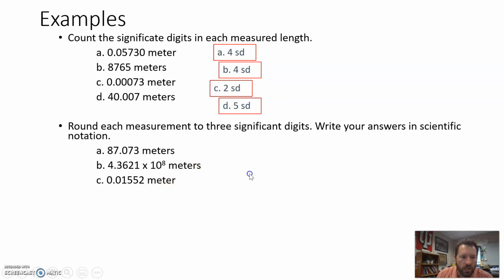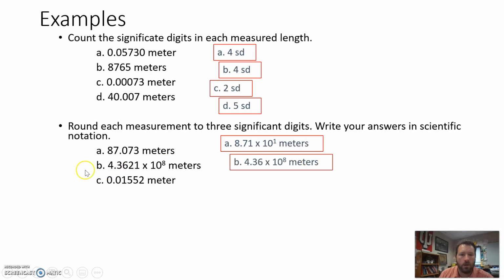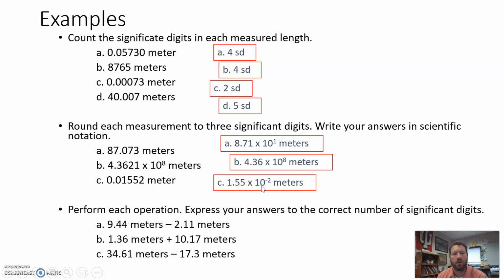Making sure we're getting some rounding in. If we're asked to round this one to 3 significant digits, 8.70, the 0 is our last significant digit. 7 tells us to round up. 8.71 times 10 to the first meters. 4.36, 2 has us round down. And finally, 1.55 times 10 to the negative second, excuse me. Again, we could have kept it at 0.0155, that's absolutely fine, or scientific notation. Either is perfectly all right.